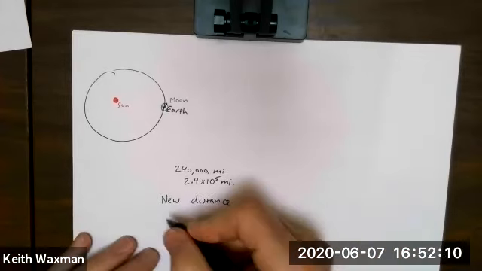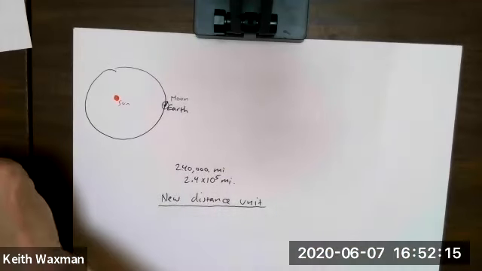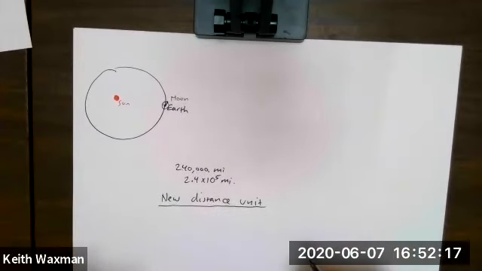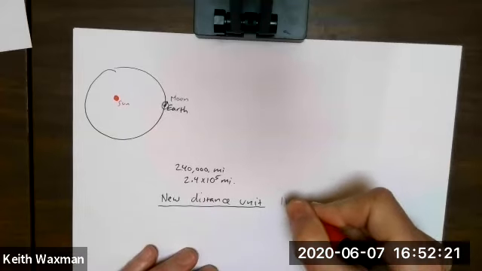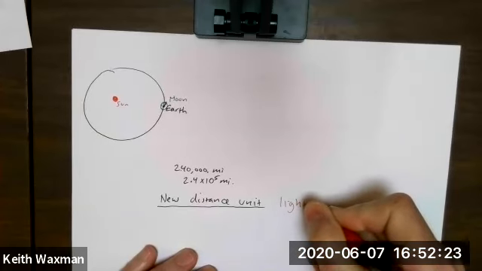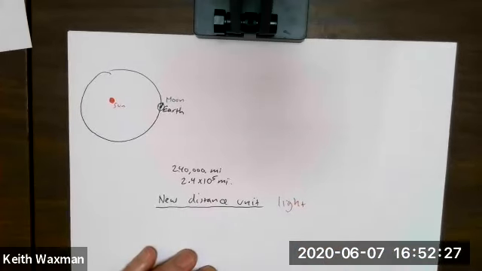And to understand what this new distance unit is, how this works, we have to talk about the fastest thing there is. Does anybody know what the fastest thing there is? This is good to write down. The fastest thing there is, light. That's not the new distance unit. I've got to talk to you about this first. So we'll talk about what that distance unit is. It's not going to be miles. It's going to be something else.